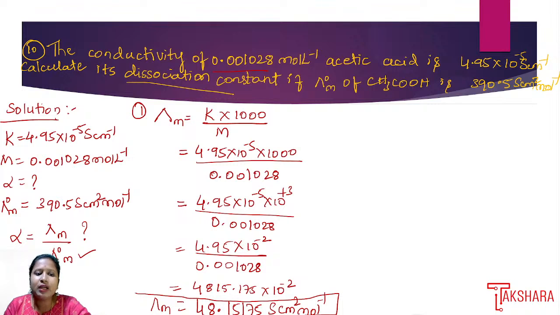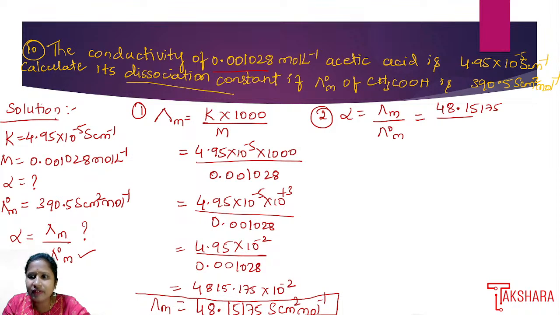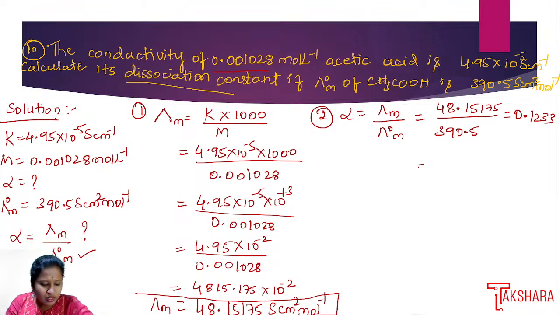Okay, so now we can calculate alpha. The second calculation: alpha is equals to lambda m divided by lambda naught m. Lambda m we got as 48.15175, divided by lambda naught m, which is given as 390.5 Siemens centimeter square. Solving these two, 48.15175 divided by 390.5, we get the answer 0.1233. The alpha value is 0.1233.